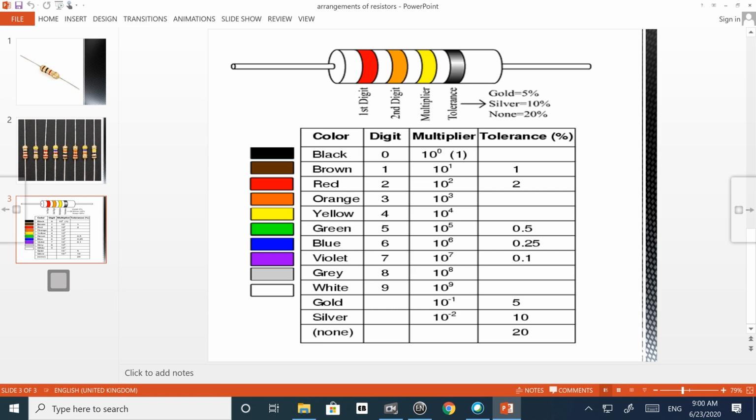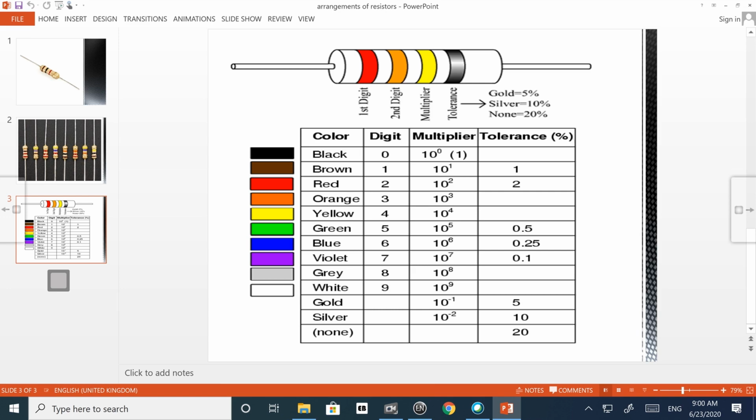For black, the digit is 0. For brown, it is 1. Red represents 2. Orange represents 3. Yellow represents 4. The number corresponding to green is 5. For blue, it is 6. For violet, it is 7. For grey, it is 8. And for white, it is 9. And some multiplier and tolerance are also given. I will tell you about them.